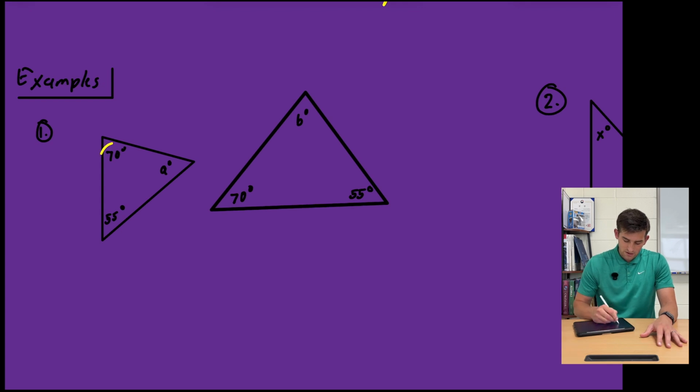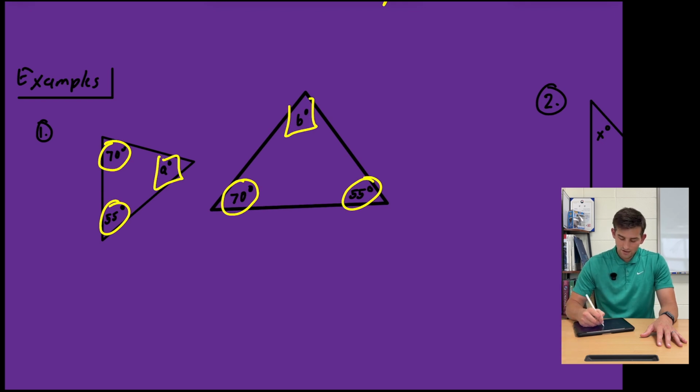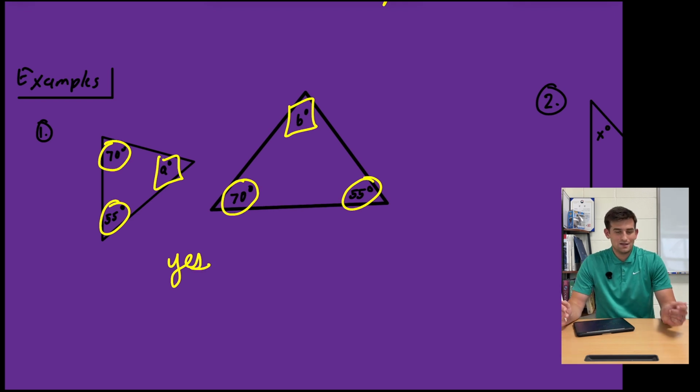So here we see an angle of 70 degrees on both triangles, and we see an angle of 55 degrees on both triangles. So even though we don't see this third angle measure, we know that they have the same measure, because they add up to 180 degrees, right? So if we have those two angle measures that are the same in both triangles, then we know that third angle is also congruent. So we're just going to simply say yes on number one, and that yes means that those triangles are in fact similar.